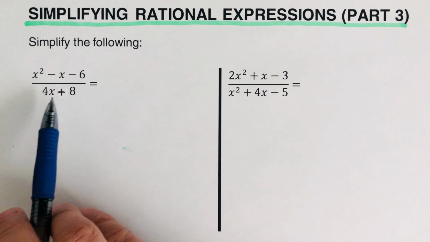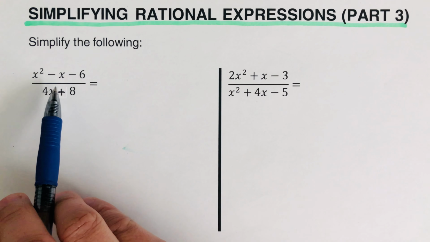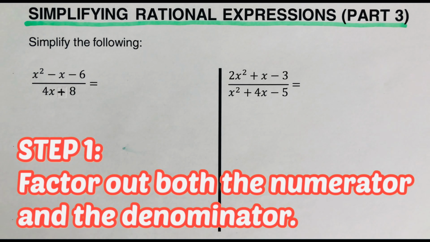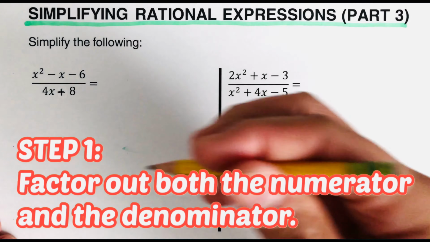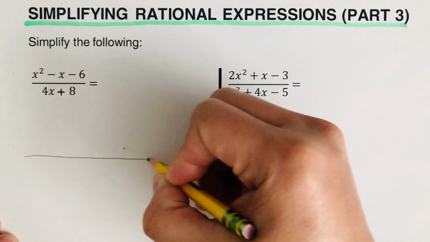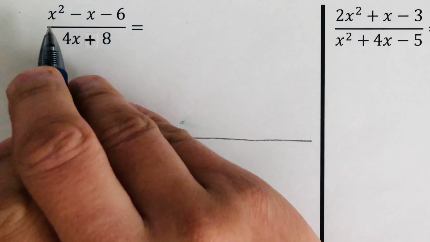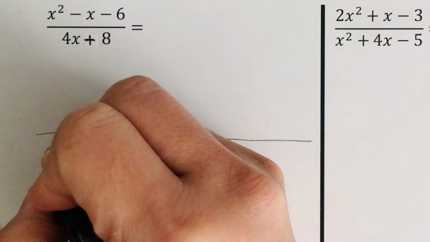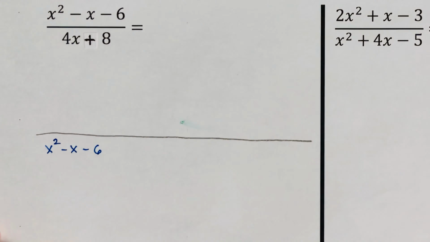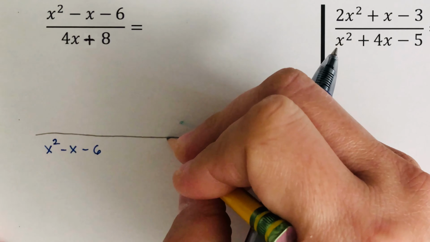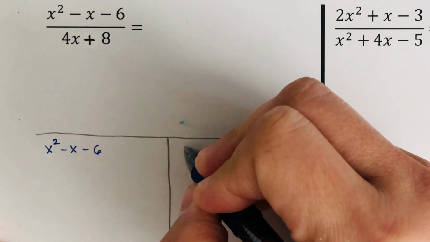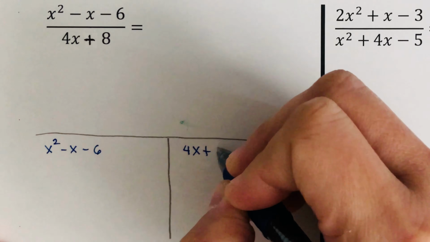In order that we can solve this example right here, we're supposed to follow some steps. The first step is to factor out both the numerator and the denominator. So I'm just gonna show the work down here. We're gonna start with the numerator, so that would be x squared minus x minus 6, and then I'm going to show the work in factoring out the denominator on the other side right here. I'm going to write that out, 4x plus 8.